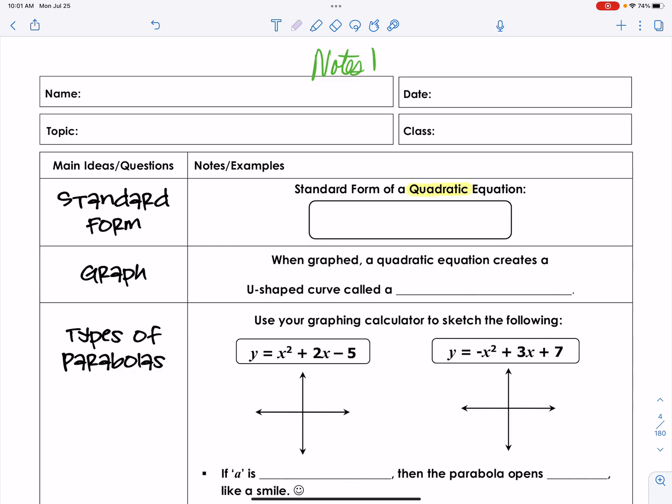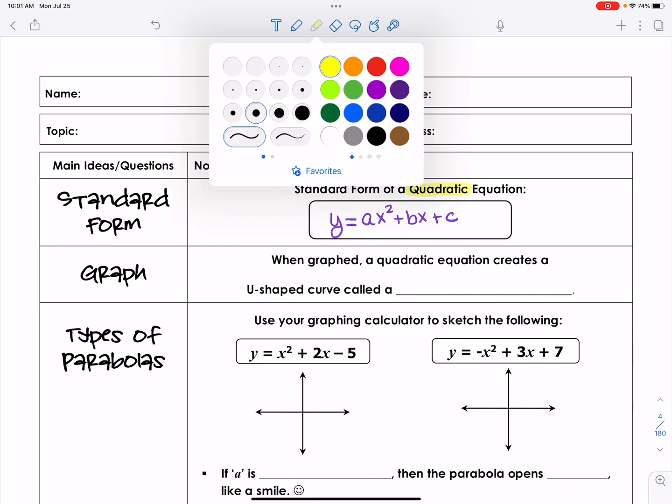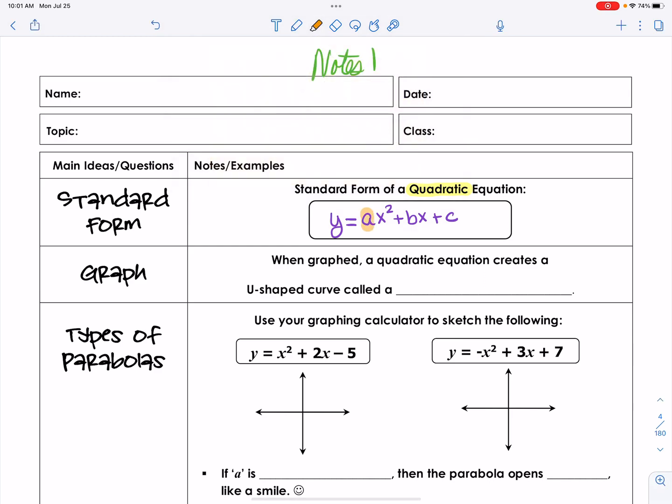So that's something that's squared. So this whole unit is going to be about squares. So standard form, this will be important. It's going to be y equals ax squared plus bx plus c. And the only reason I'm using these letters A, B, and C is because I don't know what they are. So those could be any numbers.